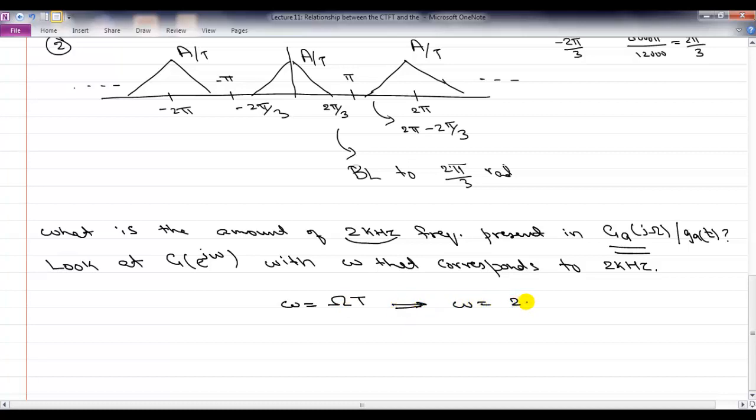Okay. So if someone says, tell me something about 2 kilohertz continuous time frequency, that is equivalent to little omega equal to 2 kilohertz. So we now have to do it in radians. So that's 4,000 pi times 1 over 12,000. That is pi by 3. Okay. So if you want to tell something about the 2 kilohertz frequency, what you do is you look at e to the j pi by 3, and that gives you information about the 2 kilohertz frequency.